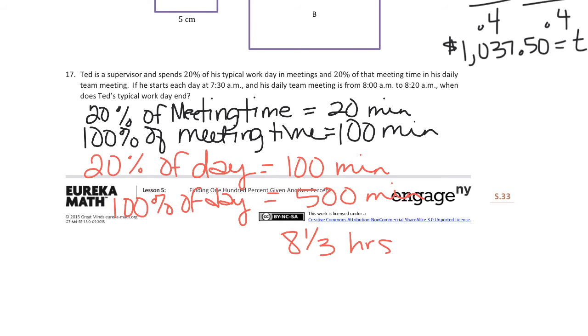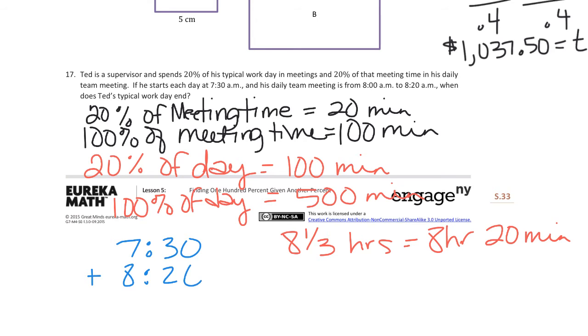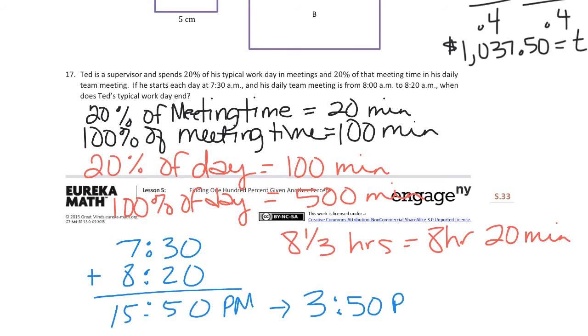hours. So 1/3 of an hour is 20 minutes. So 8 hours, 20 minutes. So I need to add that to the 7:30 for when he starts. So 7:30 plus 8 hours and 20 minutes. It's like 50, so it's less than 60, so we don't have to carry anything over. So 15:50 p.m., that's military time. If you convert it to regular time, subtract the 12 out, and so it is 3:50 p.m.